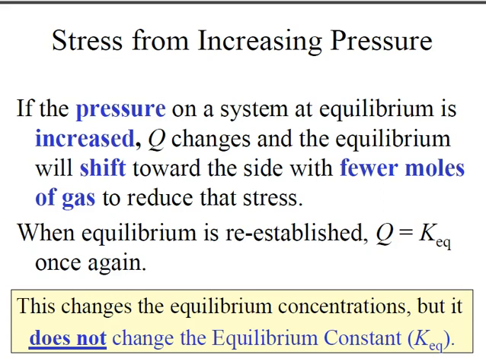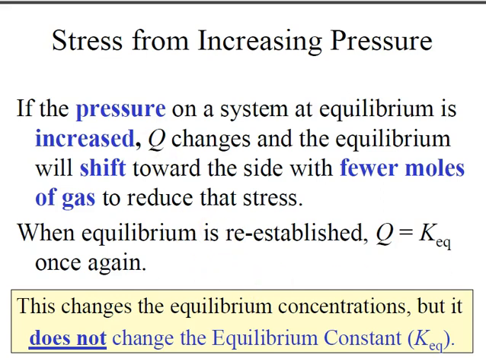Alright, so how does this work? First off, what happens if we change the pressure? If we increase the pressure on a system, that's going to change our Q value. As a result, the system is going to shift toward the side with fewer moles of gas to reestablish equilibrium. The change in pressure changes the equilibrium concentrations, but not the equilibrium constant.